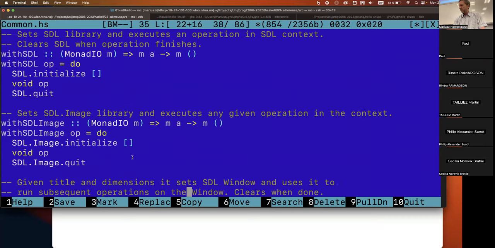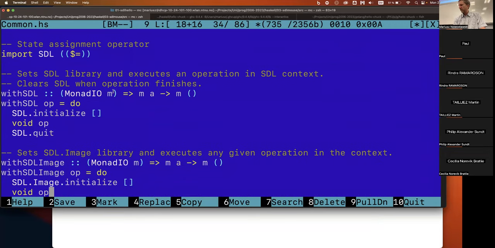But then we also have some more high-level functions using this kind of monadic construct, right? So we have a function which is called withSDL. And with SDL, we pass it an operation. What it does is it initializes the SDL subsystem, conducts the operation, and then quits the SDL subsystem, right? So we're wrapping around the context in which our operation will work, and we can then say withSDL, do something, right?